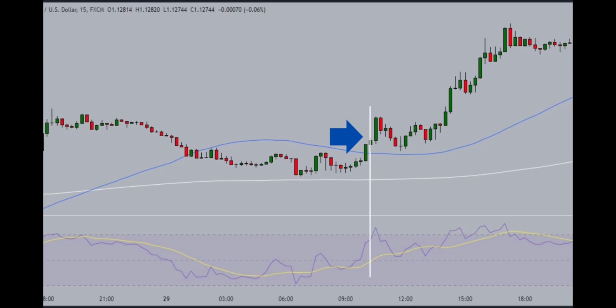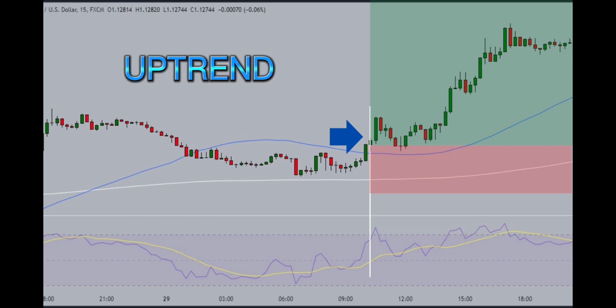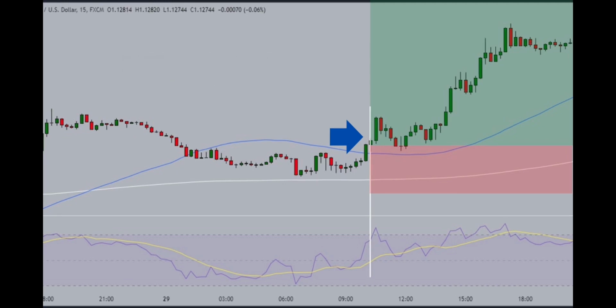Here's a buy setup. Confirmations? The 50 EMA is above the 200, so it's an uptrend. We're only looking for buys. Price closed above the 50 moving average. And the RSI crossed and is above the yellow midline or baseline. Perfect. Just keep repeating the process.